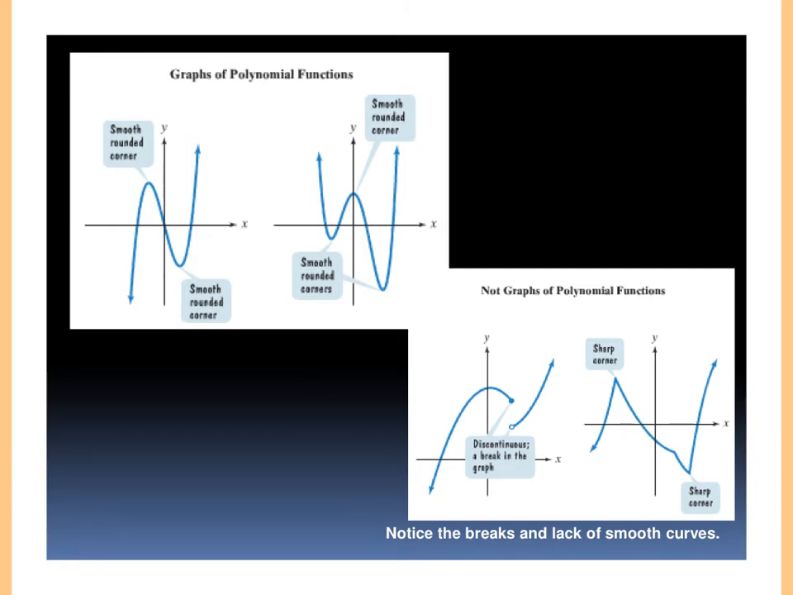So the top left, these are examples of graphs of polynomial functions of higher degree. The bottom right are not. Notice that this has a break in it. This has sharp corners. Okay, you should not see things like that. They should be smooth and continuous.